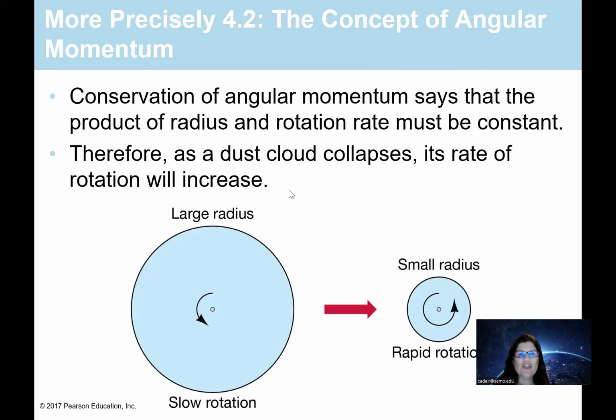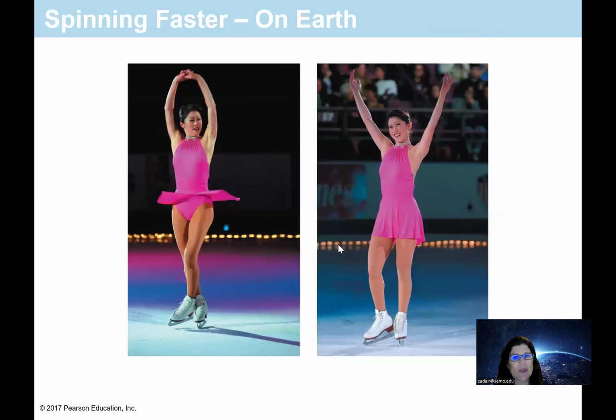So the conservation of angular momentum says that the product of the radius and the rotation rate must be constant. So therefore, as the dust cloud collapses, the rate of rotation will increase. So just like a figure skater right there.